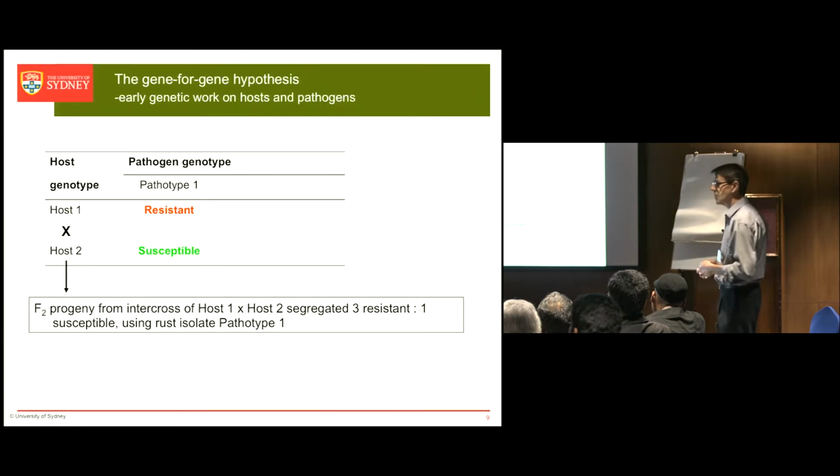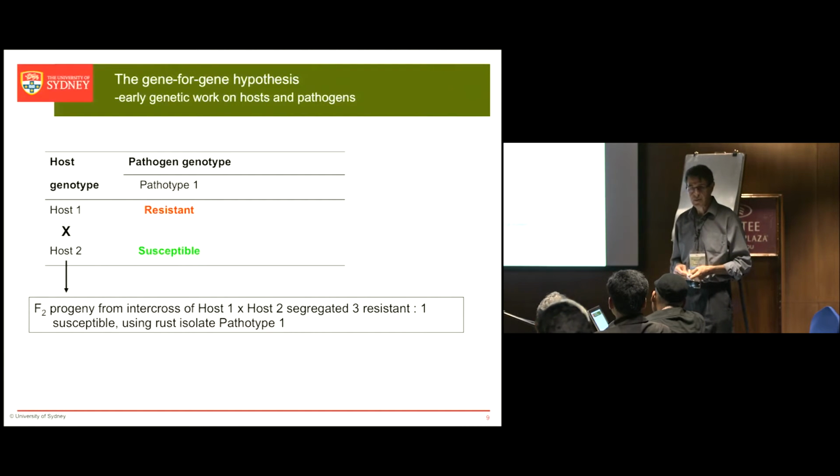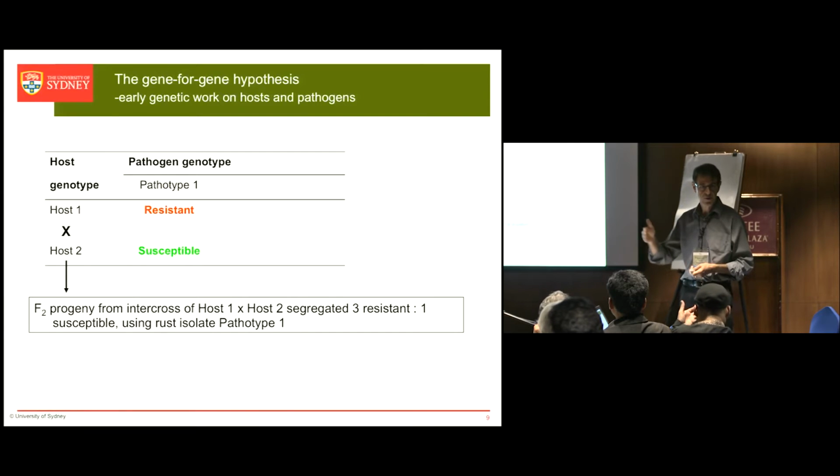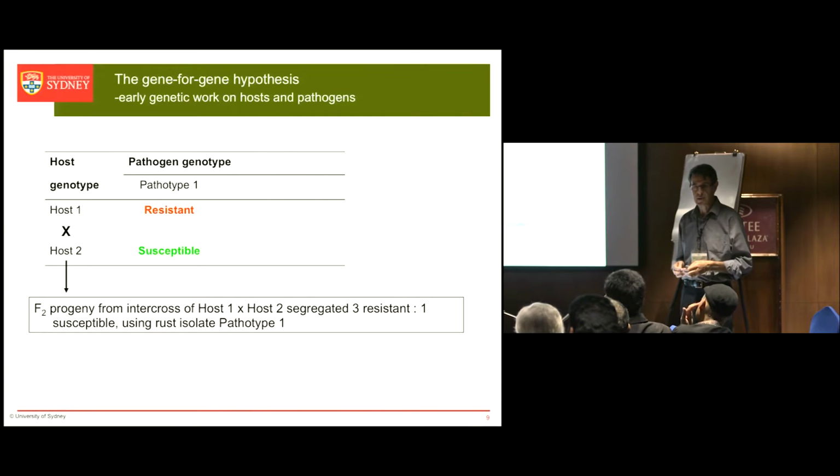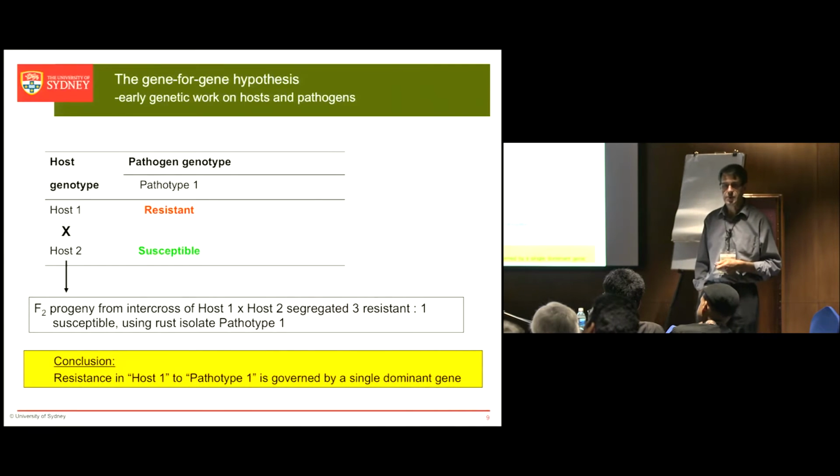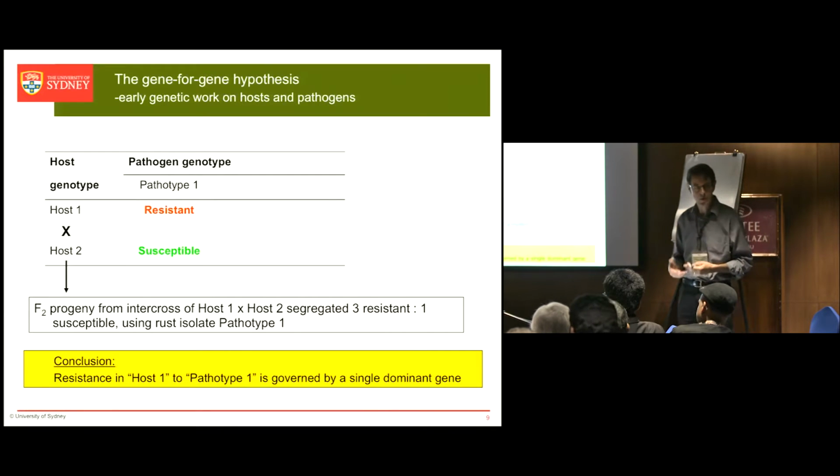And what he found was, roughly speaking, that for every susceptible plant in the F2, there were 3 resistant plants. A segregation ratio roughly of 3 to 1. That very famous 3 to 1 segregation that Gregor Mendel first reported for flower colour in pea. And Neil was talking about this a bit yesterday. I think, Gordon, you were mentioning it as well. These segregation ratios tell us how many genes are segregating. So the conclusion was, in this case, that host 1 carries a single dominant resistance gene against pathotype 1. Very basic, simple genetic study of the inheritance of resistance in host 1 to pathotype 1.